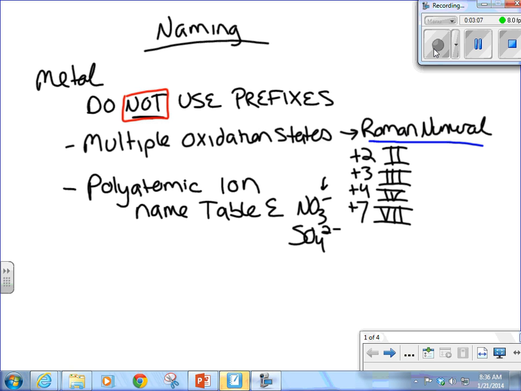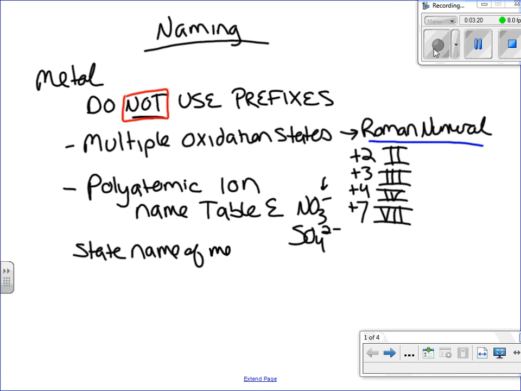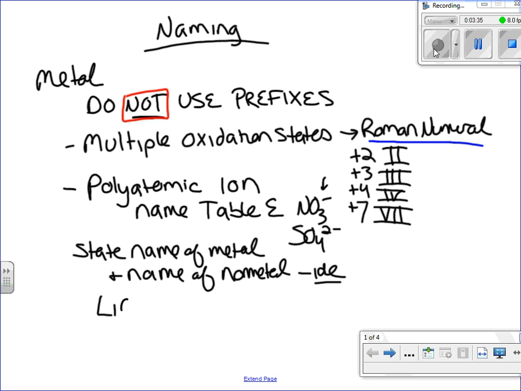If you don't meet either of these criteria, when you name something that has a metal in it, all you do is state the name of the metal, and then the name of the nonmetal, but end it in "ide." So an example here is LiCl.